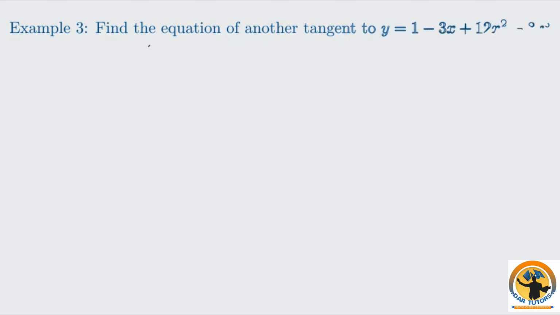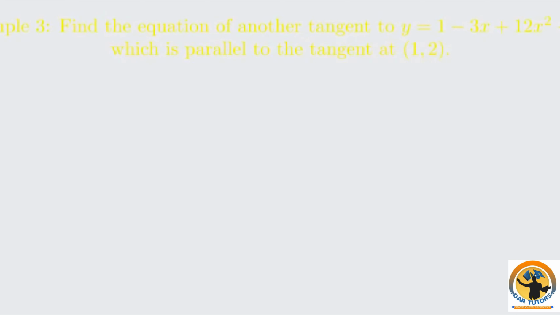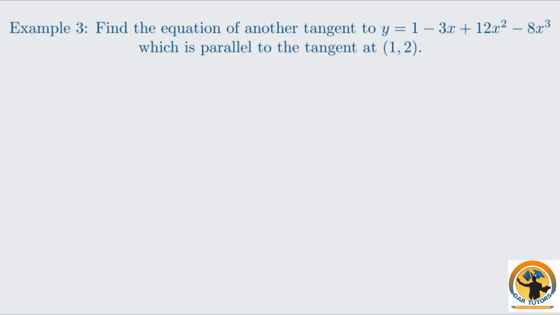Now let's tackle a more advanced problem. We need to find the equation of another tangent to the curve y equals 1 minus 3x plus 12x squared minus 8x cubed, which is parallel to the tangent at the point (1, 2). The key here is the word parallel. Parallel lines have the same gradient. So, our first step is to find the gradient of the tangent at the given point (1, 2).